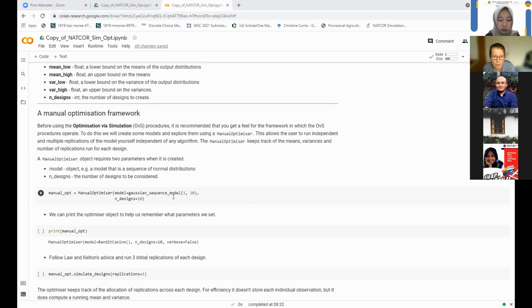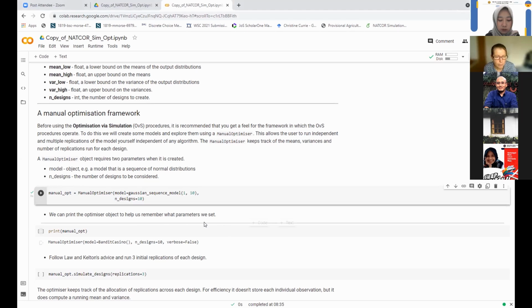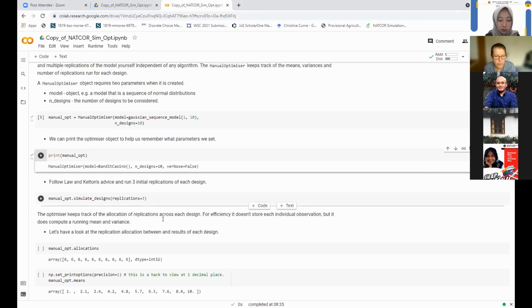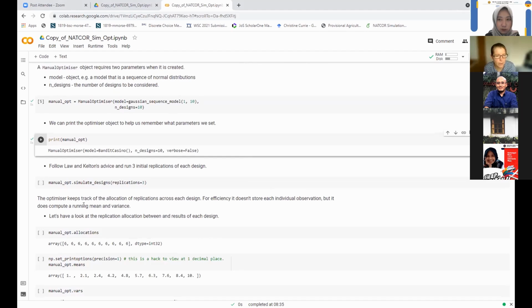So we're going to use a Gaussian sequence model that I introduced before. The mean of the first option is 1 and the mean of the last option is 10, and we've got options in between that. And we have a total of 10 designs. So we'll run that. We'll actually just output what it is. So Bandit Casino it's called. It's got 10 designs. Verbose is false. It's not going to tell us lots about it.